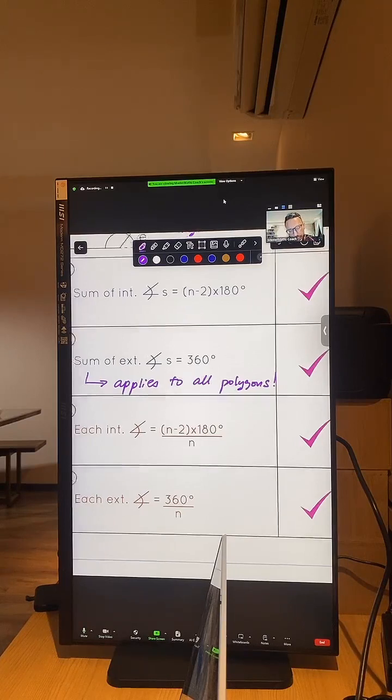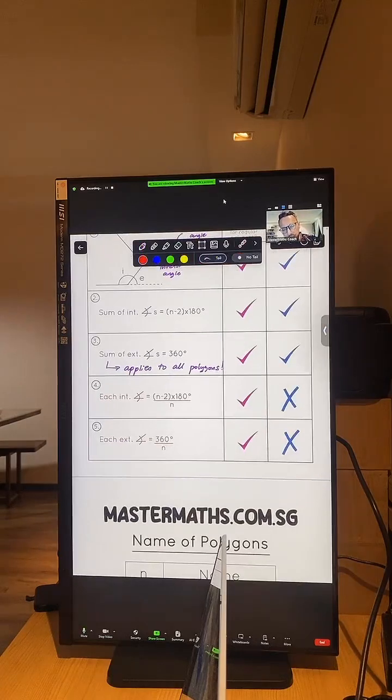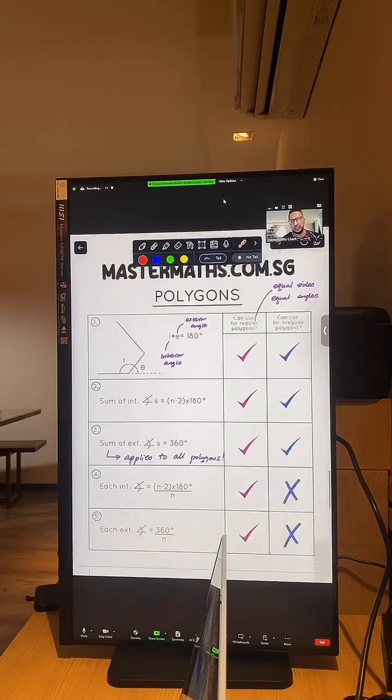Now for the last two, for number 4 and number 5, take note. This one and this one only applies to regular polygons. For irregular polygons, you cannot find the interior angle using this formula. Like what we've seen in the previous question.